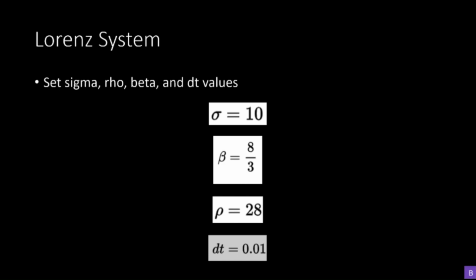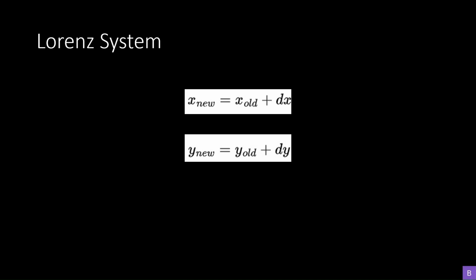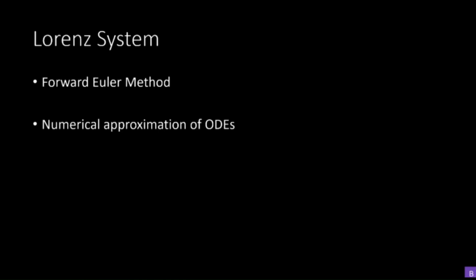Now, for an initial x, y, and z, given the defined constants sigma, rho, beta, and dt, we can calculate dx, dy, and dz. These changes will be added to the original values. This is known as the forward Euler method, and we just developed a numerical technique for solving ordinary differential equations.